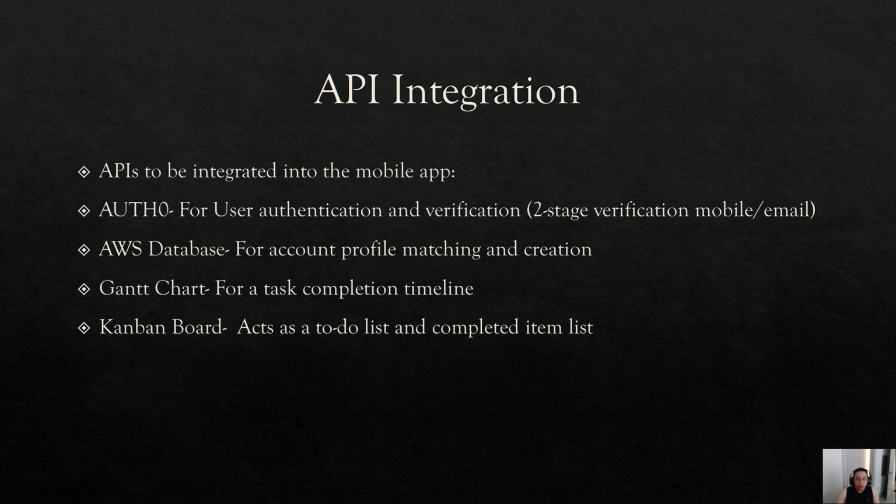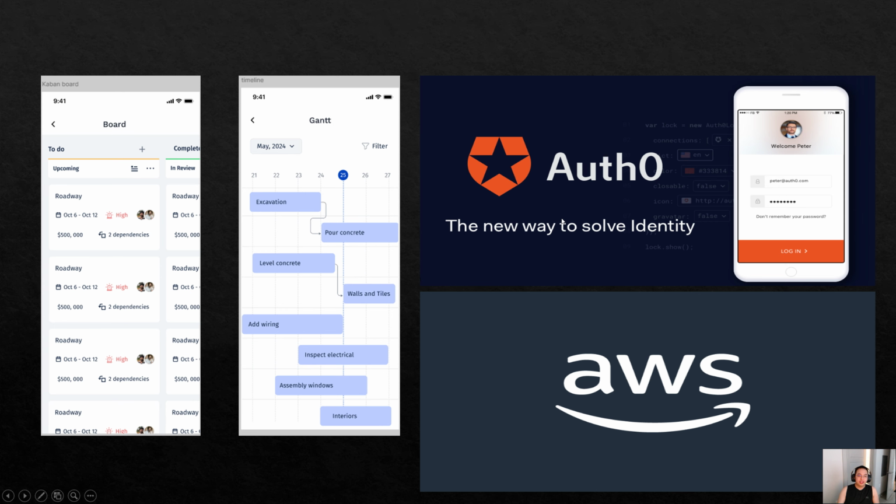Then we had the Amazon Web Services database linking accounts to the accounts being created or the accounts being logged into. Next, we had the Gantt chart, which acts as a timeline for creation of tasks and stuff like that. And then we have the Kanban board, which basically acts as a to-do list, what has been done and what needs to be done. And then I have an example on the next page here. So this is the Kanban board. I think it's called Kanban board or something like that.